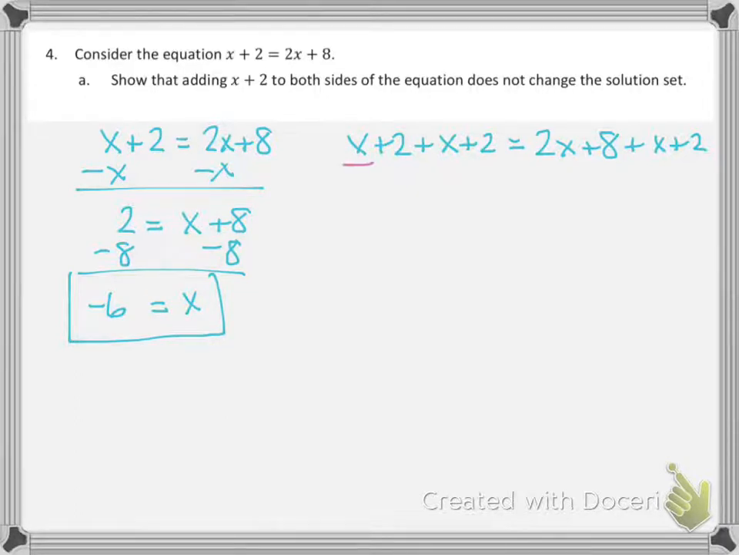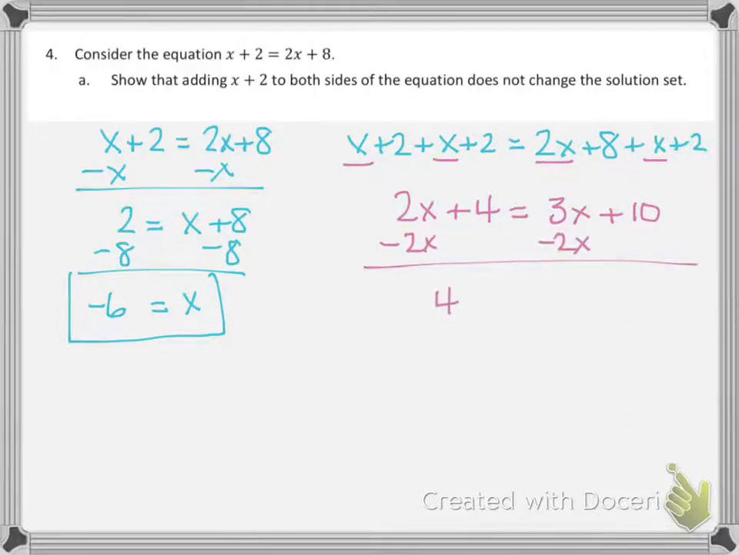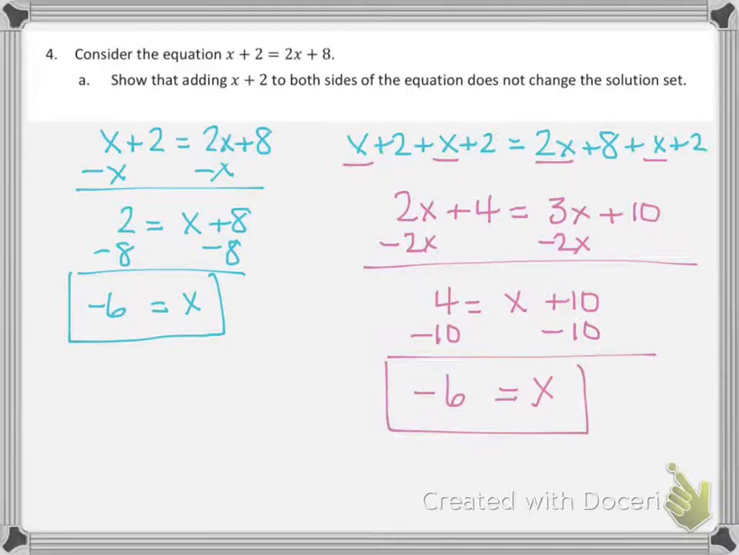So combining like terms, this is 2x plus 4 is equal to, combining like terms, that's 3x plus 10. And then I'm just going to work on getting x isolated. So move them all to one side. That gives me 4 equals x plus 10. Subtract 10. And that gives me x equals 4 minus 10, which is negative 6. So yes, I get the same solution. Adding x plus 2 to both sides doesn't change a thing.